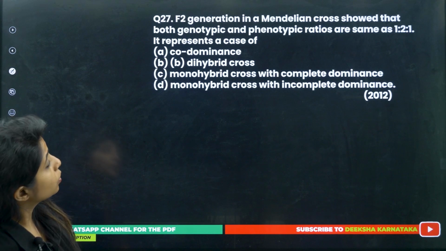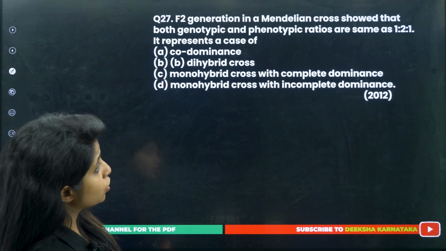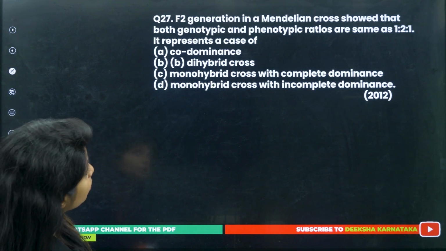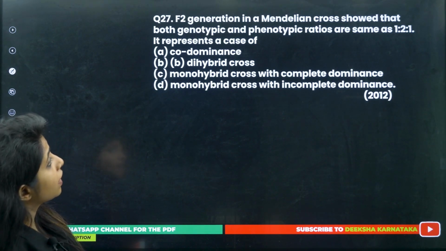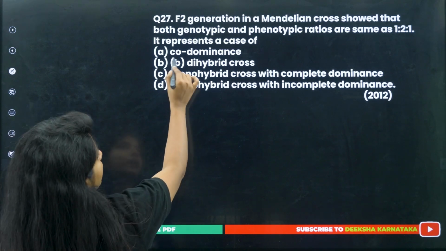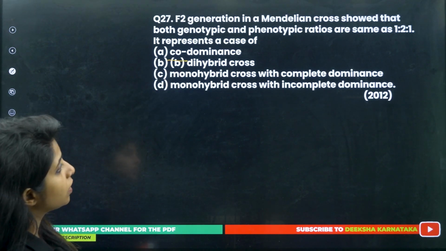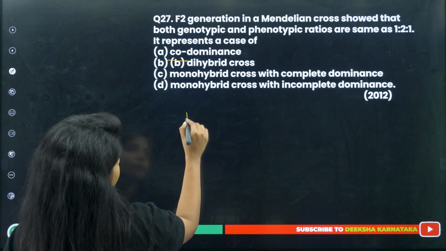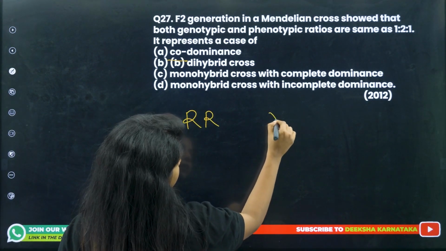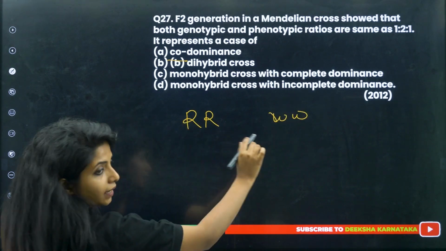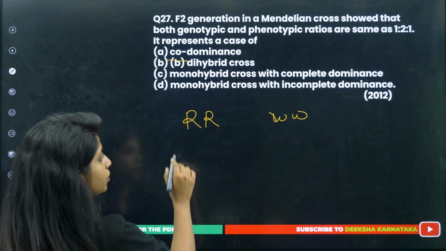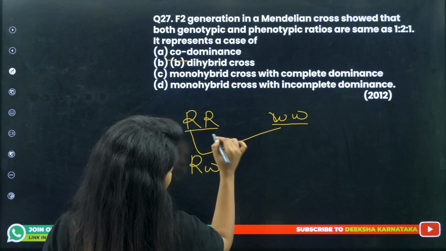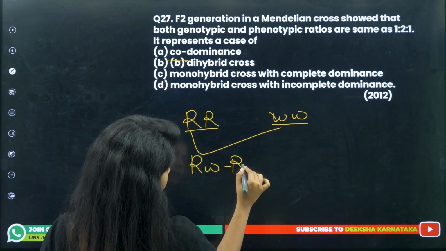Okay, now 27th, F2 generation in the Mendelian cross showed that genotypic and phenotypic ratios are same as 1:2:1. It represents a case of codominance, B dihybrid cross, C monohybrid cross with complete dominance, monohybrid cross with incomplete dominance. This I would like to solve. So same thing, I can put it over here, capital R, and then small w. Okay, red and white for snapdragon. So red flowers, when they were fused with white flowers, you got all of them were, okay, I'll write it.